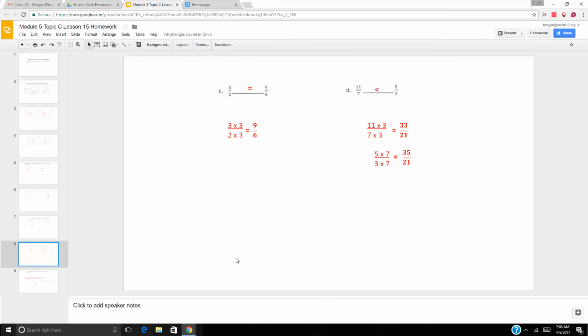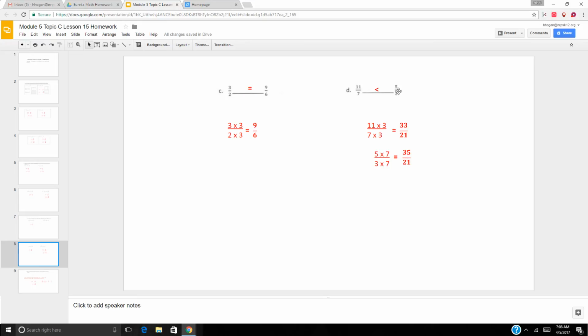So see how it's all coming together? We have 3/2 and 9/6. I know that 2 and 6 both have multiples of 6, so I don't need to change this. This is already 6, but I need to change 3/2 into 6. Excuse me. 2 times 3 is 6. 3 times 3 is 9, which is 9/6. Oh, they're equal.